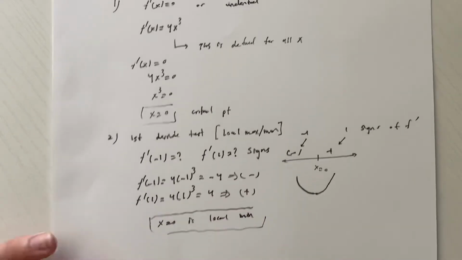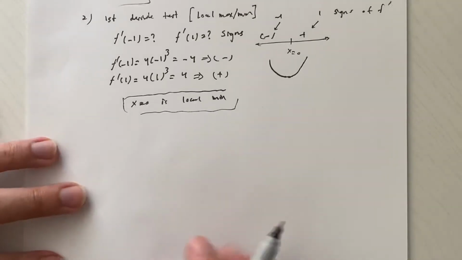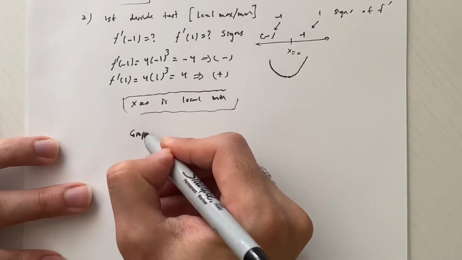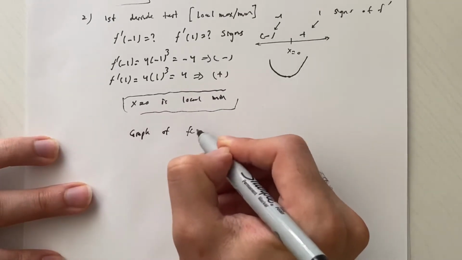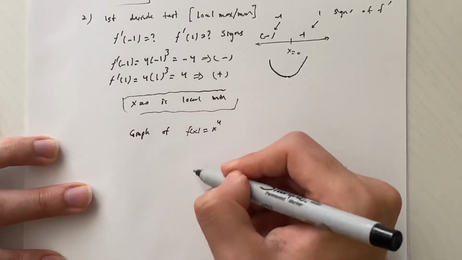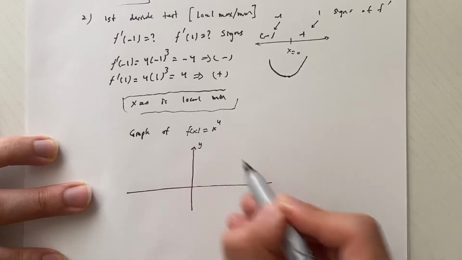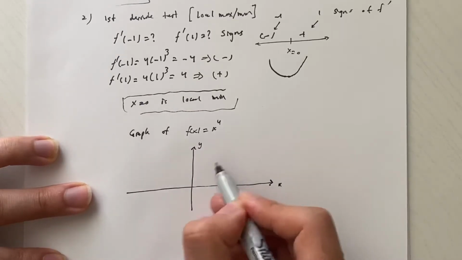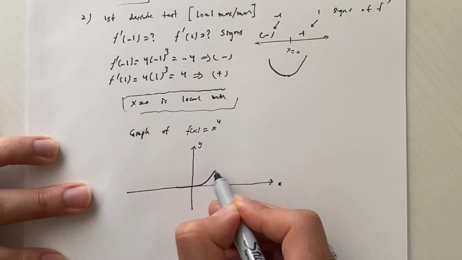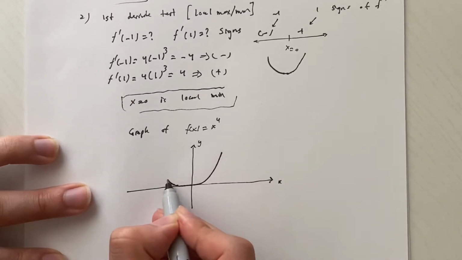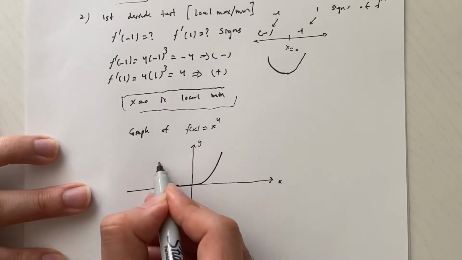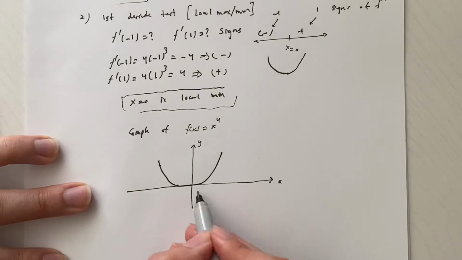Now let's graph our function f of x equal to x to the 4. This is an even function. It's going to look something like x squared. So here we note x equal to 0, and you can see from the graph this is a local min.